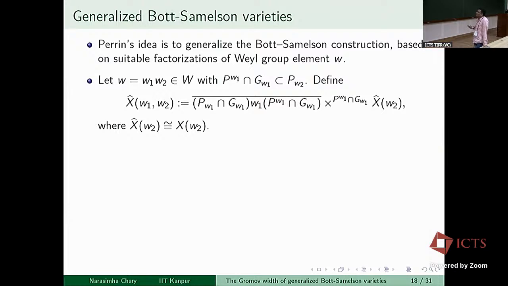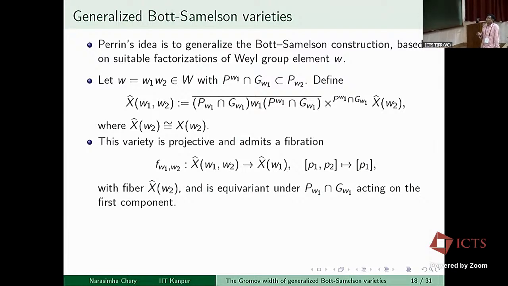Can you tell what this condition is in terms of Weyl group elements? Is it the same as the lengths of W1 and W2 adding up to the length of W? This one? No, it is a condition which comes from the stabilizer of your Schubert variety. So this is a way of saying why this group acts here. This is a condition to make sense of this product.